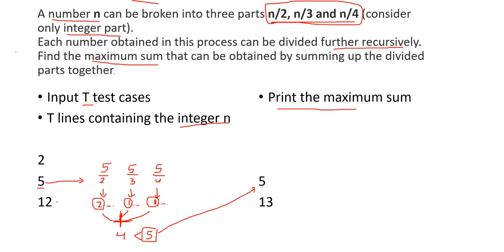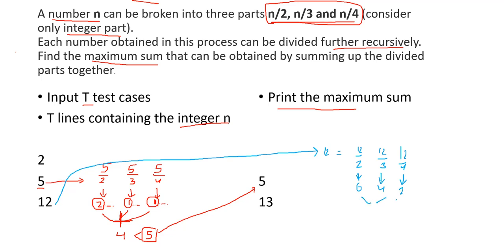Then coming to the next example, let me take another pen. Okay, 12, let me write here 12. Now divide the 12 into three parts. So 12 by 2 and 12 by 3 and 12 by 4. So 12 by 2 is 6, perfectly integer. So 12 by 3 is 4 and 12 by 4 is 2. So summing this, adding these 3, we get 6 plus 4, 10 plus 2.